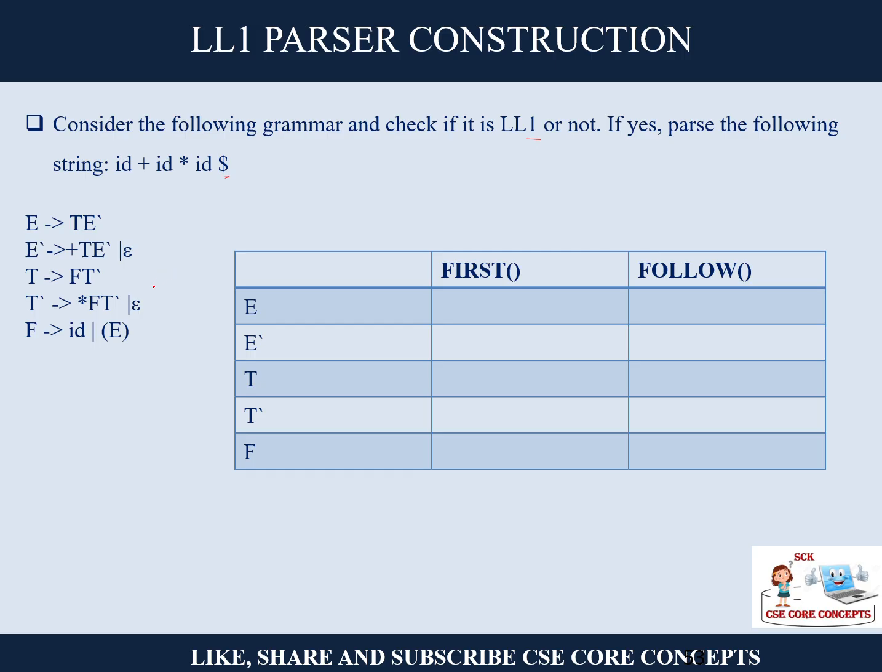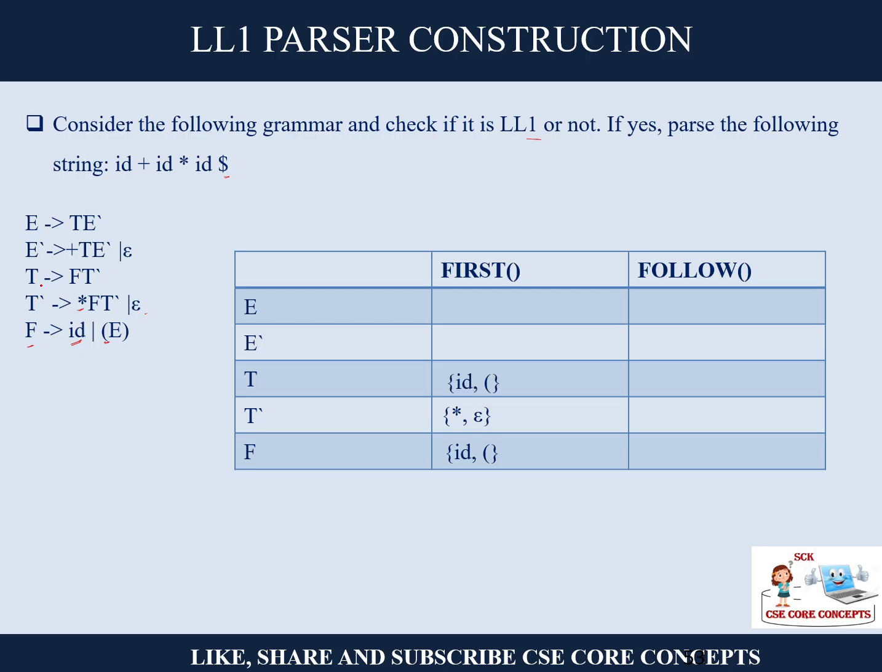So let us get started with computing the first function. Let us start by computing the first of F. Since it is just the end, what is the first of F? That is ID and an open bracket. Then the first of T prime is what? A star symbol, that is multiplication, and epsilon.